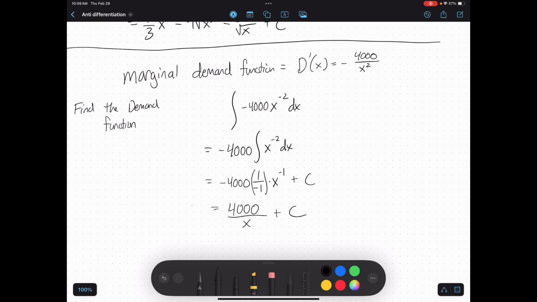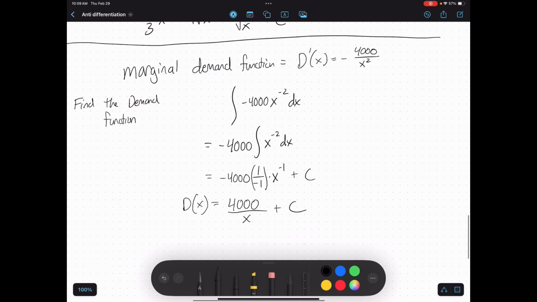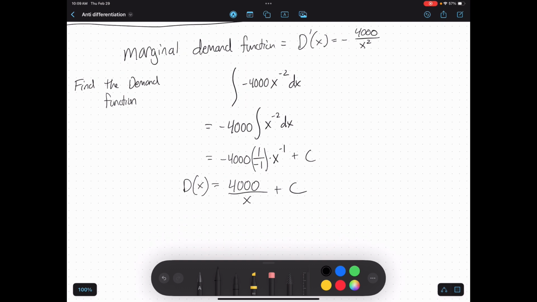That's my demand function. We'll write that as d of x without the d prime. But this demand function that I have, there's an infinite number of functions that would work for this because I can plug in any value for c and it still counts as an antiderivative. But in this case, for this specific company, they don't want an infinite number of demand functions. They want their specific demand function. So what do they give you to help you figure out what their specific function is? They give you a data point.